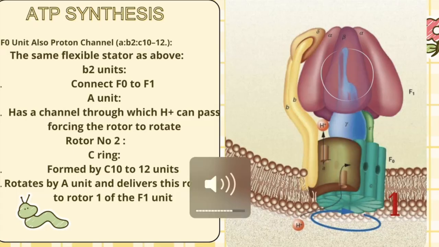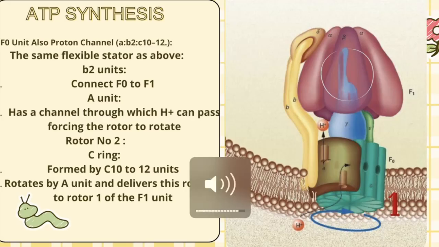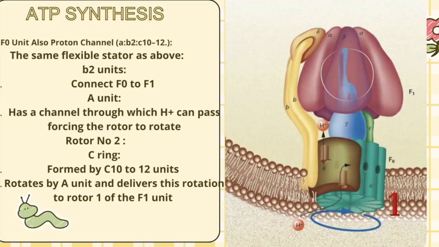Okay, so it's going to go through C, A, and it's going to cause the rotation. Going through, gamma starts rotating, and then basically making differences in the beta portion. As a result, it will synthesize the ATP. And you have to know that the C ring is made up of 10 to 12 units. It rotates by an A unit and delivers this rotation to the rotor in the F1 unit. Can you go to the next?